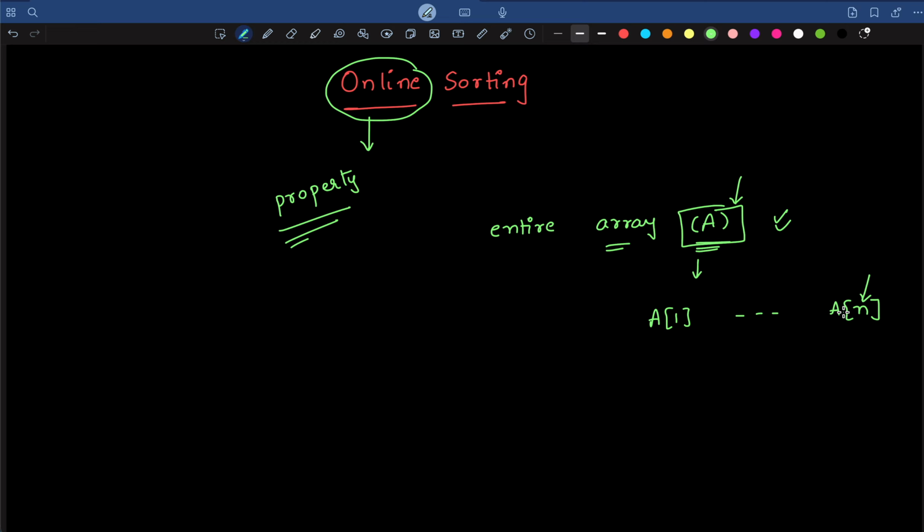N could be anything, it could be 10, 100, 1000 or 10,000. And these elements are already present in an array. The full data set is given upfront, and then we sort the entire array in one go. So this was the model we worked with. But in many real world situations, the data doesn't come all at once. Instead it arrives gradually over time. So what happens if the entire array is not available at the beginning?